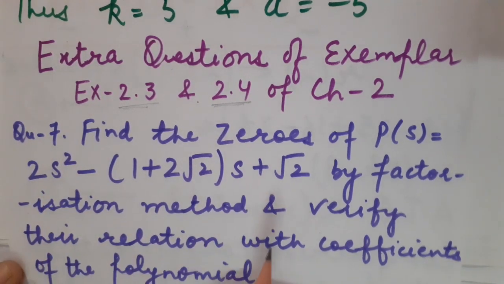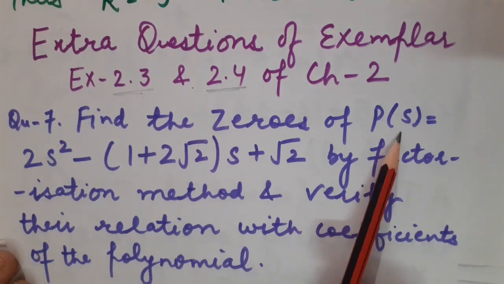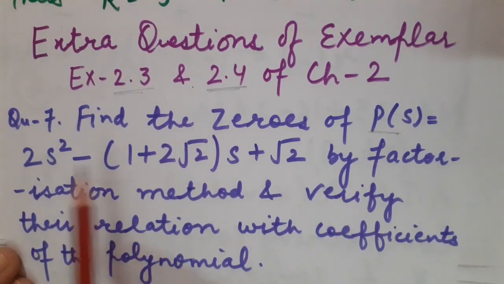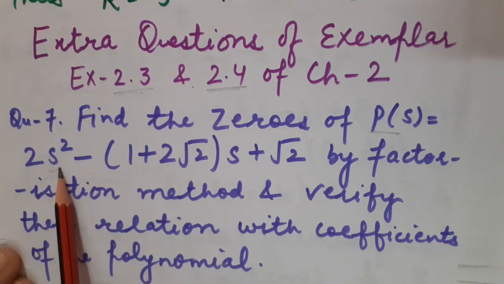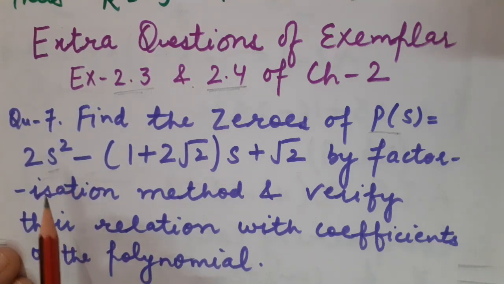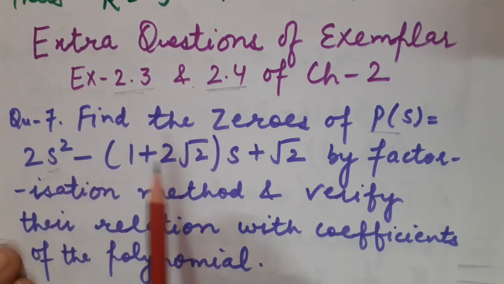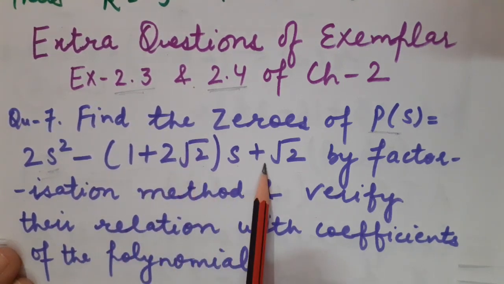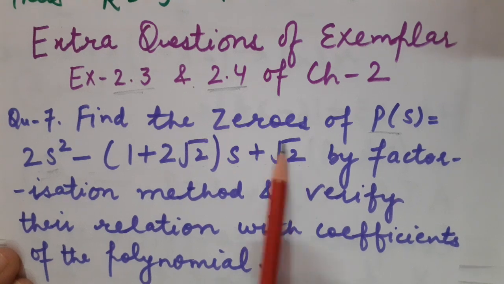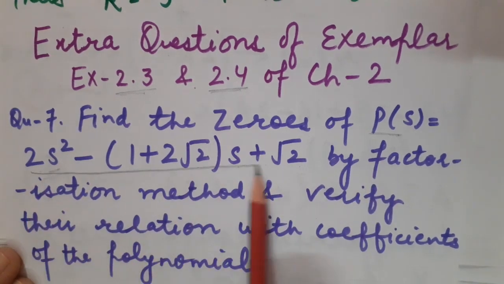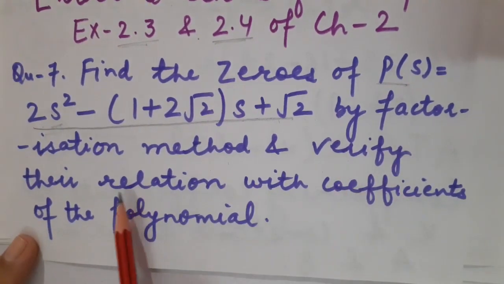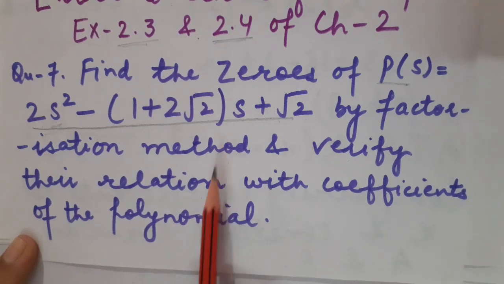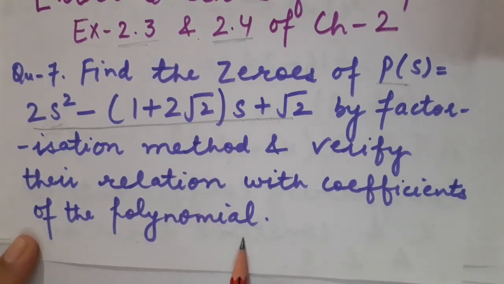So this is question number 7. Find the zeros of p(s). Now this is p(s), means the variable which is present in this polynomial must contain the variable as s. Fine. So this is 2s square minus (1 plus 2 root 2)s plus root 2. You have to find the zeros of this quadratic polynomial which is in s variable by factorization method. And after that, children, you have to verify the relation of these zeros with the coefficient of the polynomial.